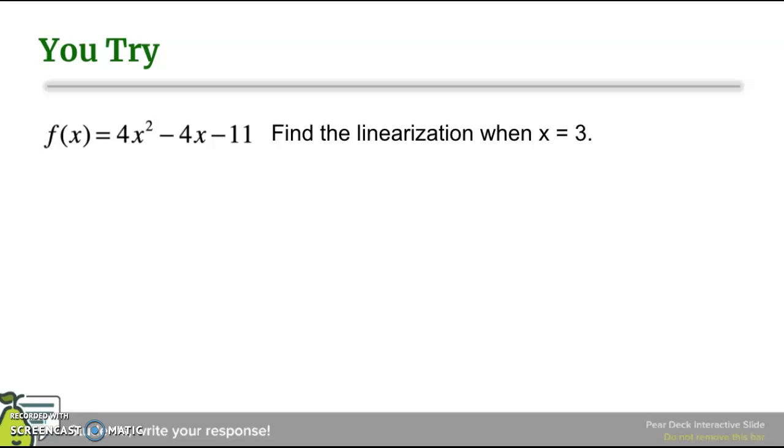Here's one for you to try. F of x equals 4x squared minus 4x minus 11. Find the linearization when x equals 3.